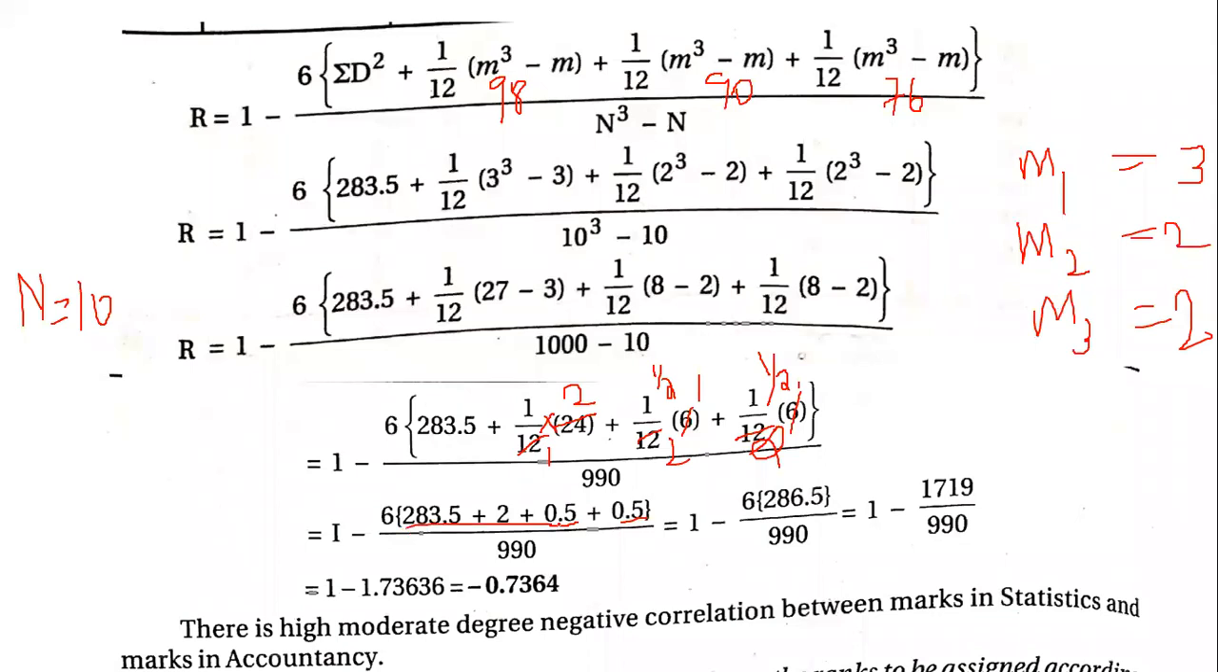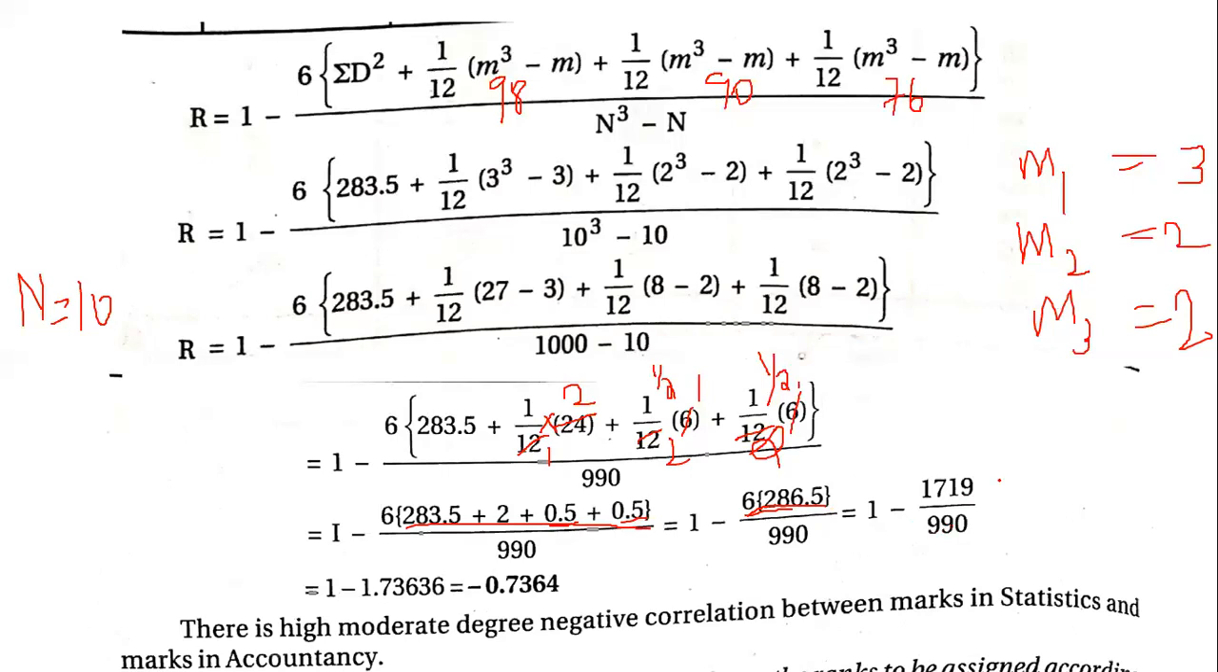Now the next step, 1 minus 6 into 283.5, and now we will add all of these numbers. Since everything is addition, we will add all of these numbers. 283.5 plus 2 plus 0.5 plus 0.5, which will give us 286.5 whole divided by 990. So this is one step. The next step, multiply this. 6 into 286.5 will give you 1719, and 1 minus is there and divided by 990.